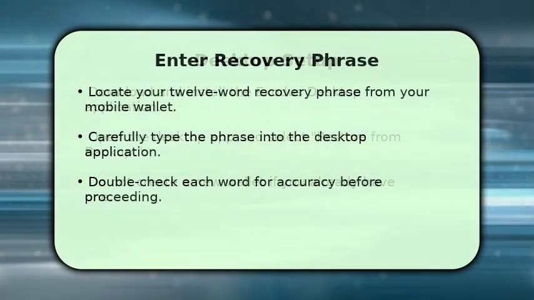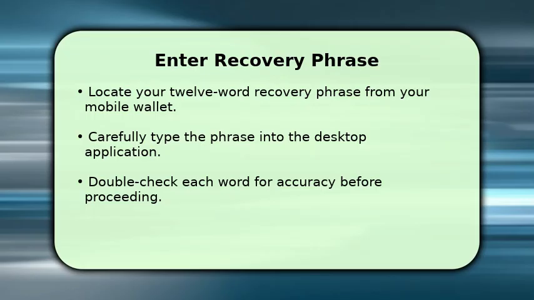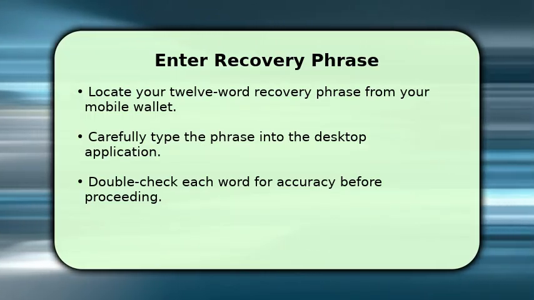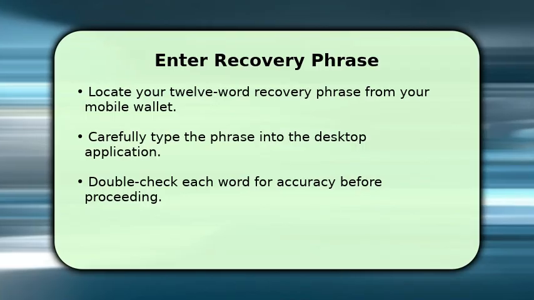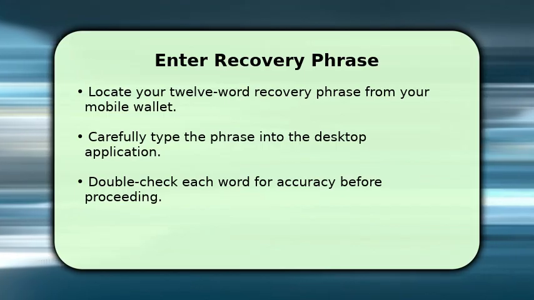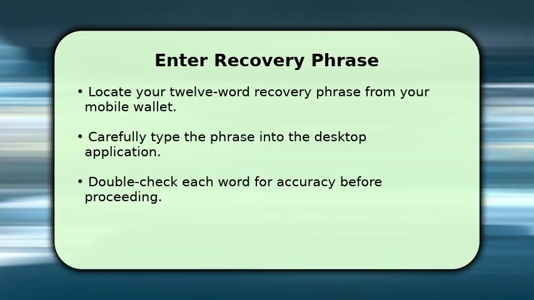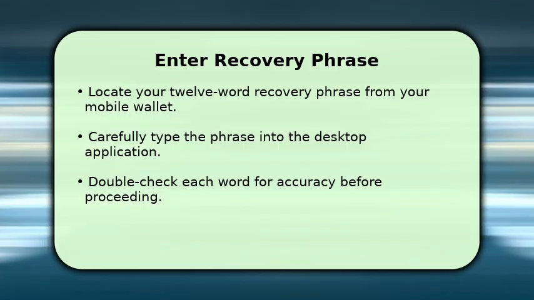Now, retrieve your 12-word recovery phrase from your Exodus mobile wallet. This phrase is your master key. On your desktop application, you will be prompted to enter this phrase. Type each word precisely, paying close attention to spelling and order. Accuracy is paramount here. Even a single incorrect word will prevent the restoration. Once entered, the desktop wallet will begin syncing with your mobile data.